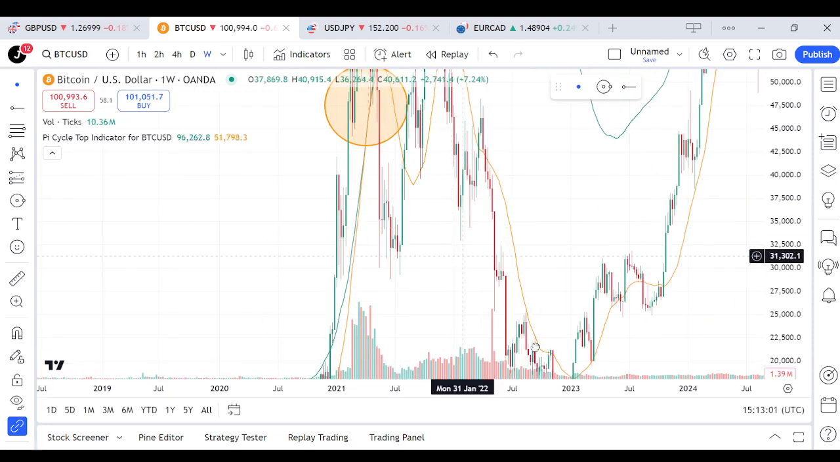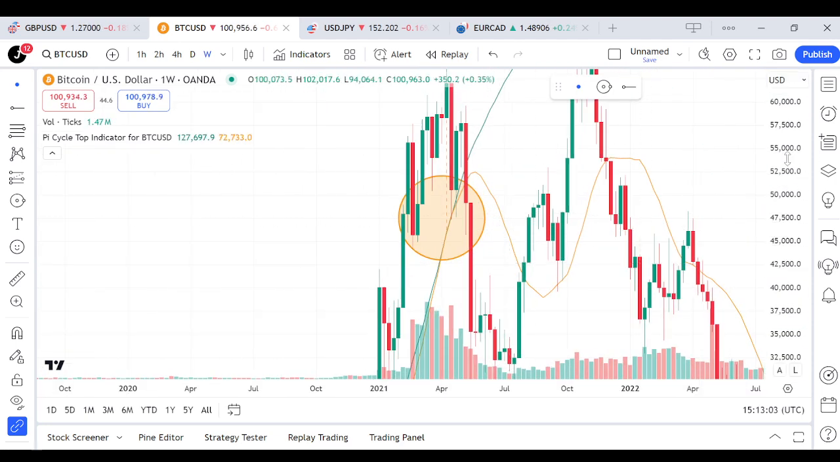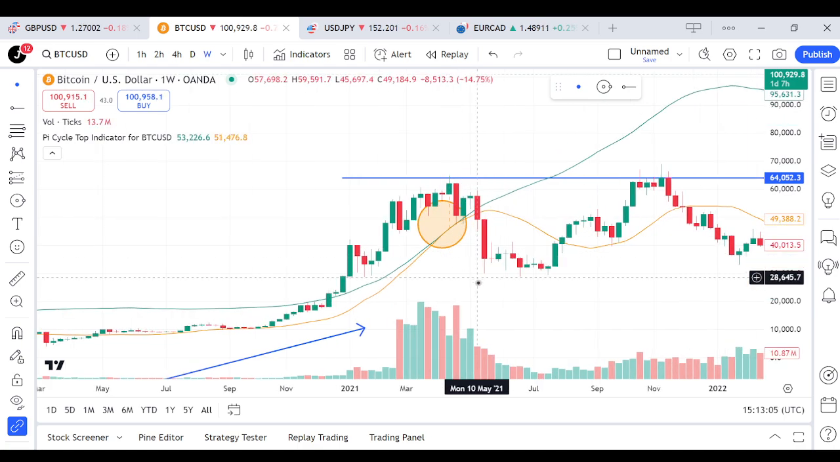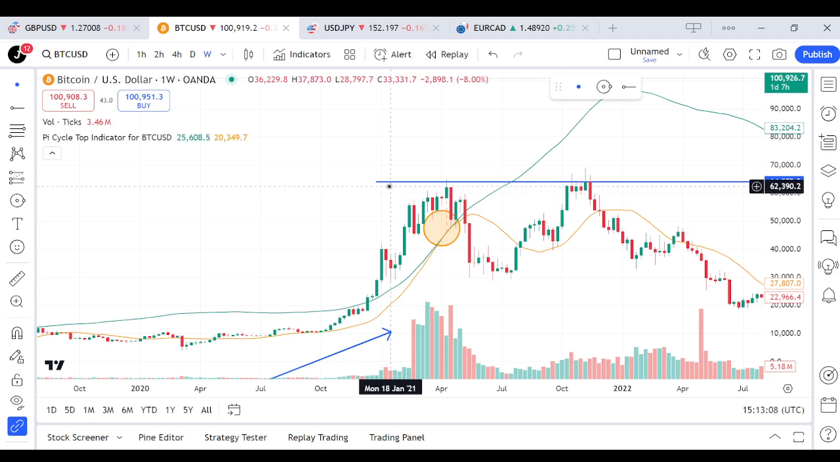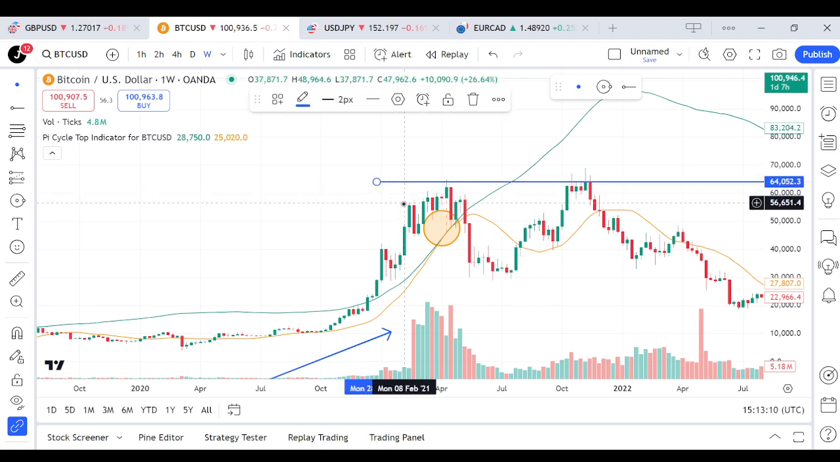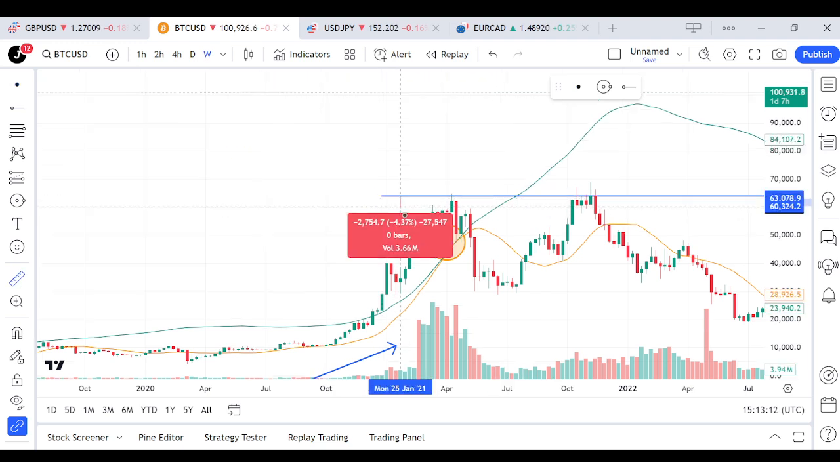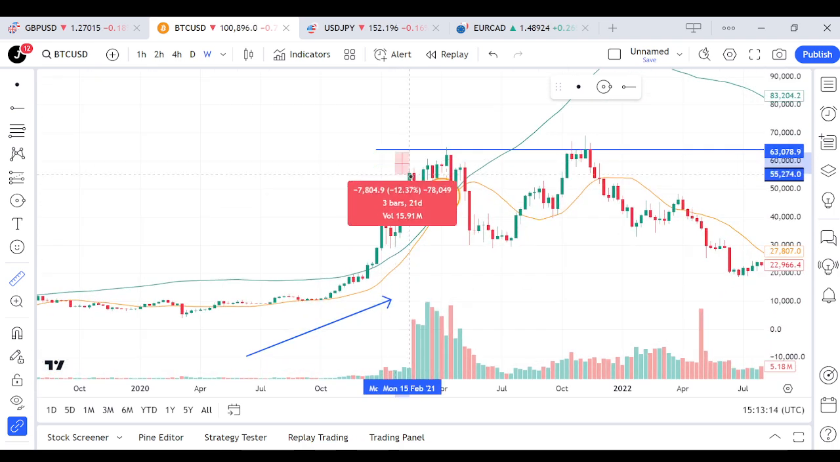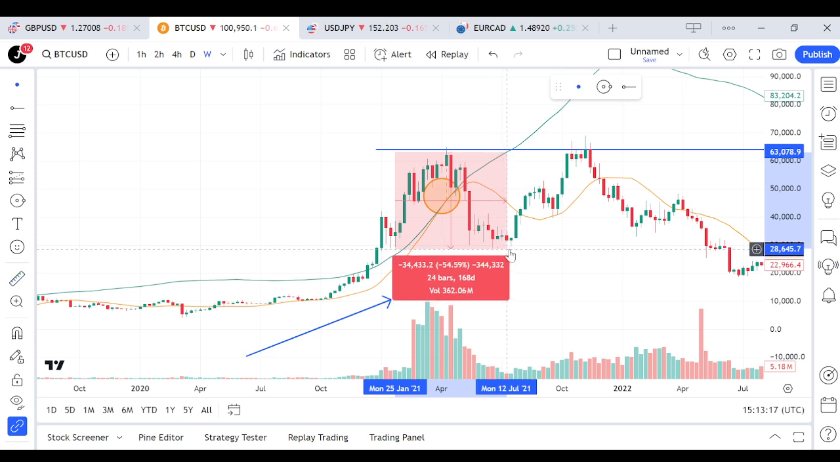Let me look for this one. For this one, it's the same thing. We had over 50% drop from that level. And here we had over 54% drop from where the Pi Cycle Top gave us this indication. So you should take partial profits on your long positions, and you should tighten stop loss orders to protect gains.